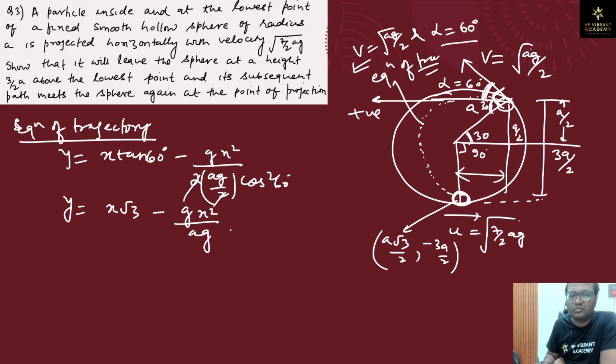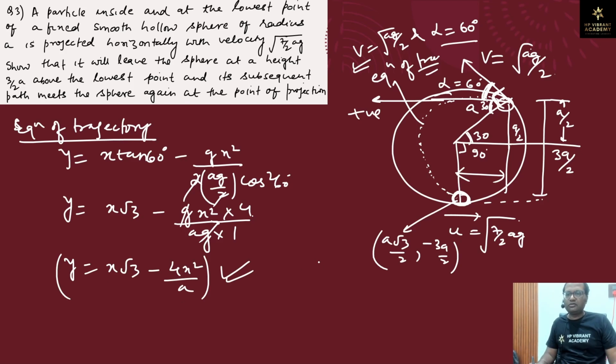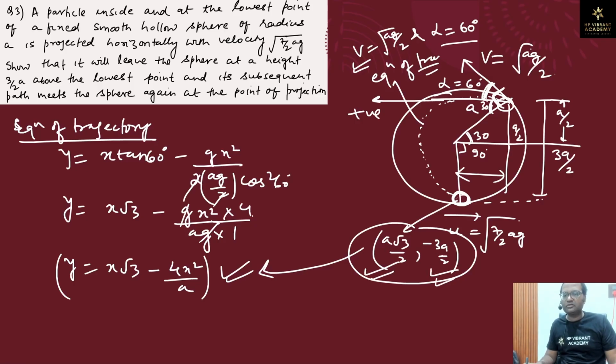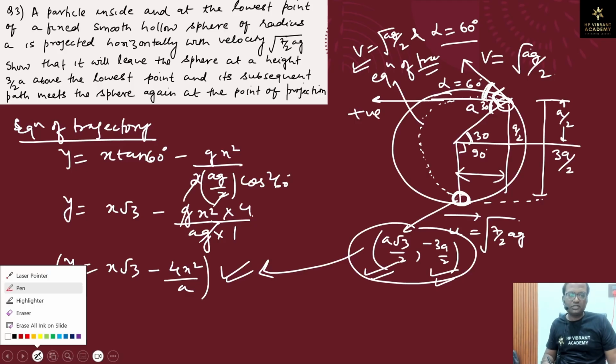So cos 60 is 1 by 2, and this is 1 upon 4 into 4. Okay, so this is y is equal to x root 3 minus 4x square upon a. This is the value of y. So this particular coordinate must satisfy this equation of trajectory. When we put x is equal to a root 3 upon 2, we must get y is equal to minus 3a upon 2. Okay, so let us satisfy this.